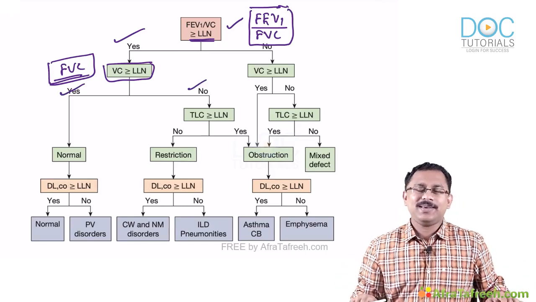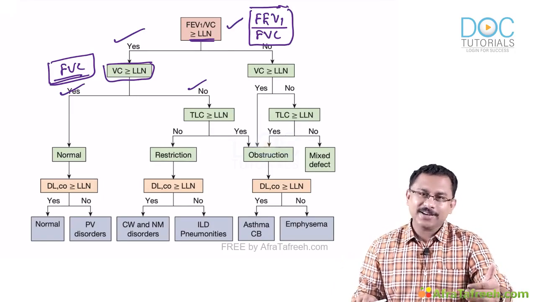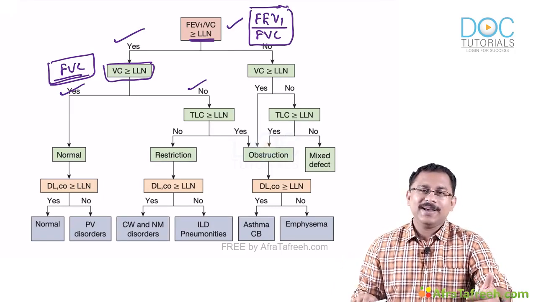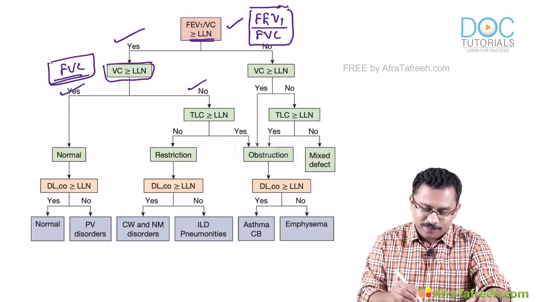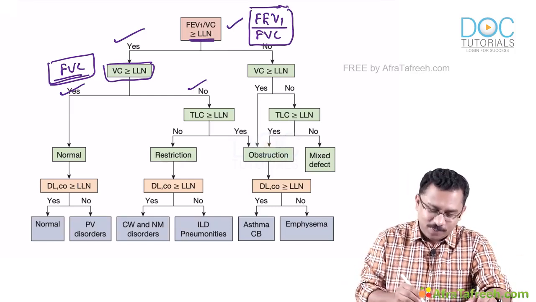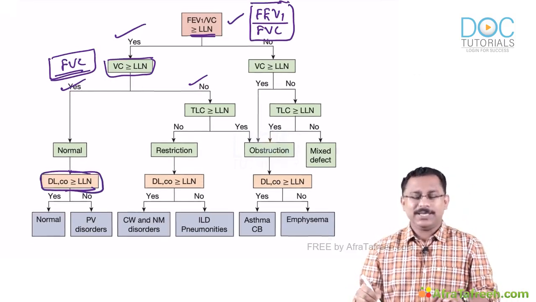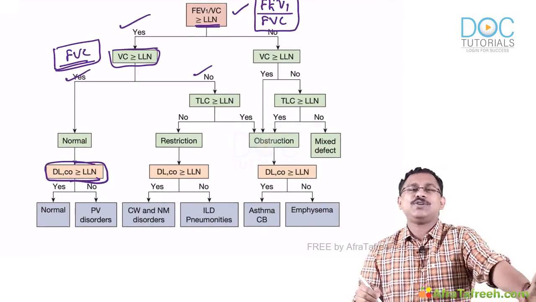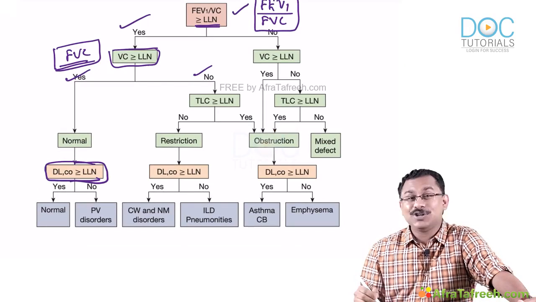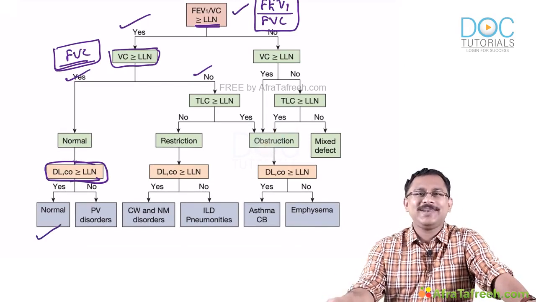Now suppose you have a higher ratio of FEV1 to FVC, and the forced vital capacity is also above the lower limit of normal. Then you measure the DLCO, diffusion capacity for carbon monoxide. Now imagine a scenario where the DLCO is also normal. You are probably dealing with a very normal individual.